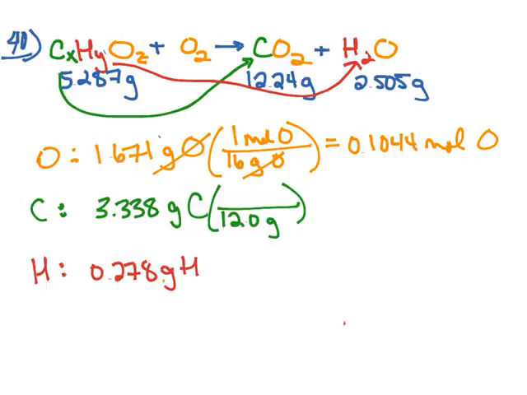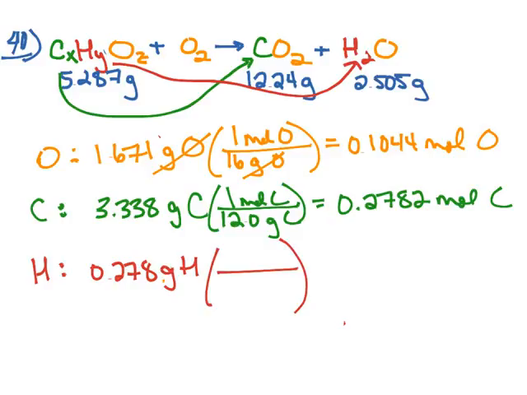I can do the same thing for carbon, except I'm using the molar mass of carbon, which is 12.0 grams of carbon in every 1 mole of carbon. Make sure that your molar mass is always next to the G in your dimensional analysis, and I end up getting 0.2782 moles of C. And lastly, for hydrogen, it's really easy because it has a mass of about 1 gram in every 1 mole. Grams cancel out, and I end up getting about the same number.